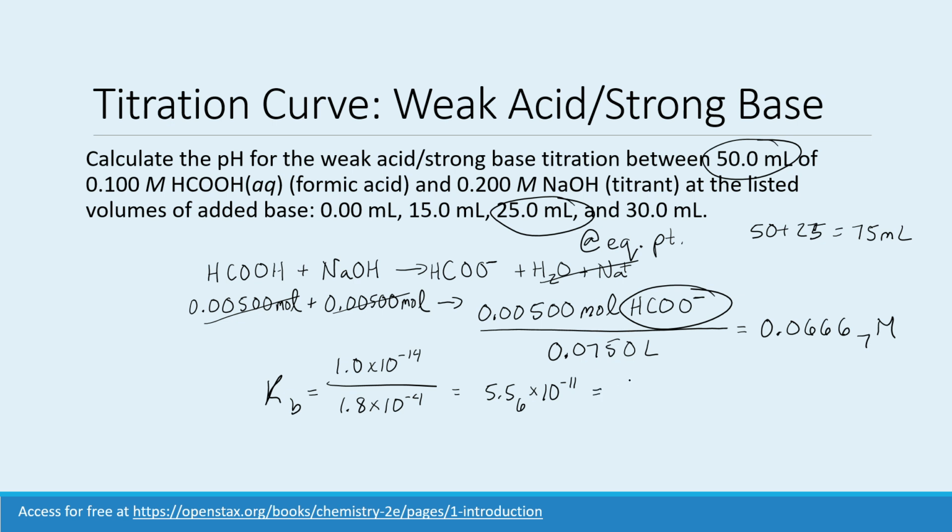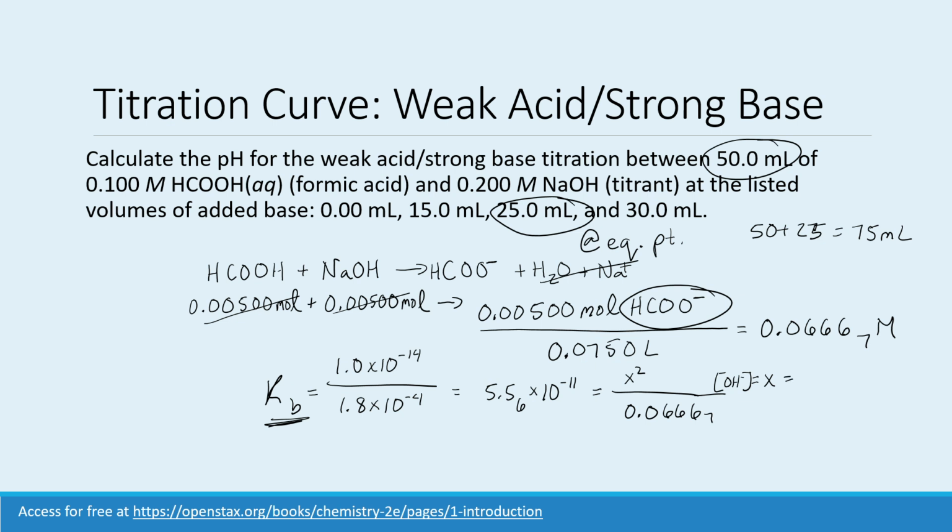Okay, and we know that Kb is going to be equal to x squared over the original concentration of that weak base, so 0.066. And again, you could do an ICE table if you needed to. And then we will solve for x. And remember what x stands for. If we're looking at a Kb expression, it's not the hydronium ion, it's the hydroxide ion.